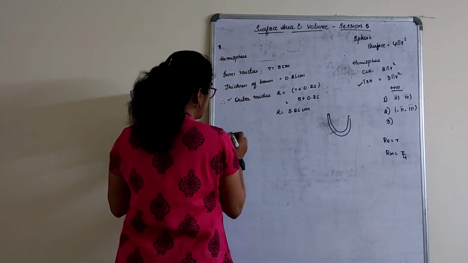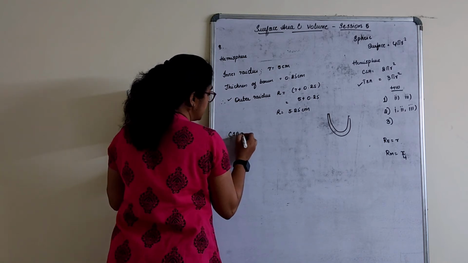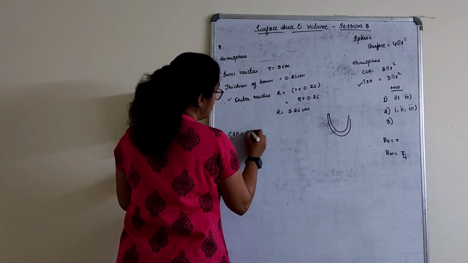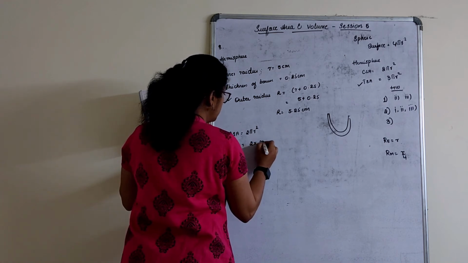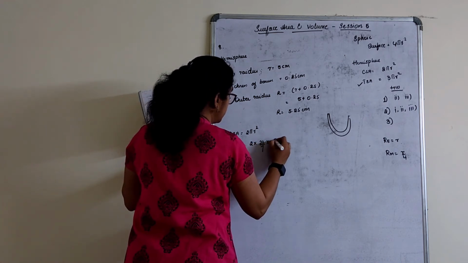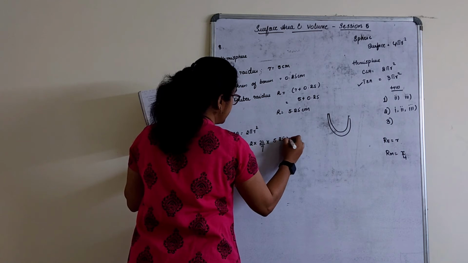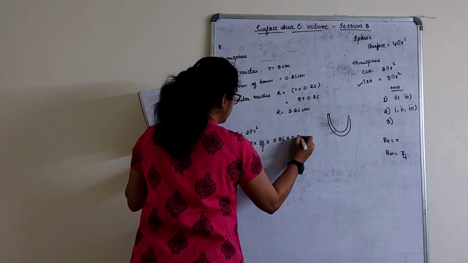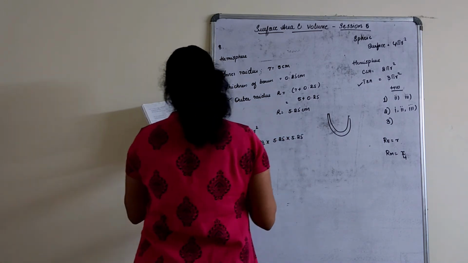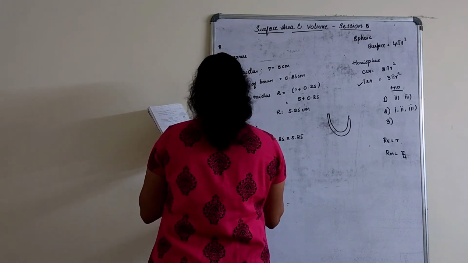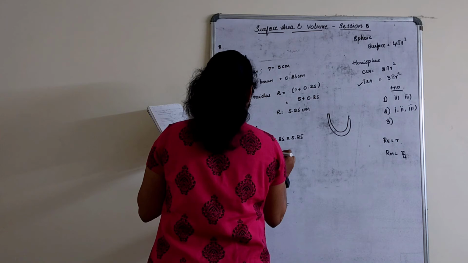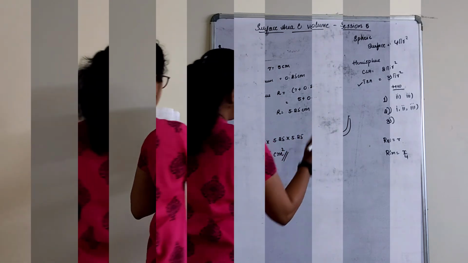What we have to find now? Find the curved surface area of a bowl. CSA is equal to, CSA formula, 2 pi r square. 2 into 22 by 7 into 5.25 into 5.25. Do the calculation. You will get answer as 173.25 centimeter square. And the last sum.